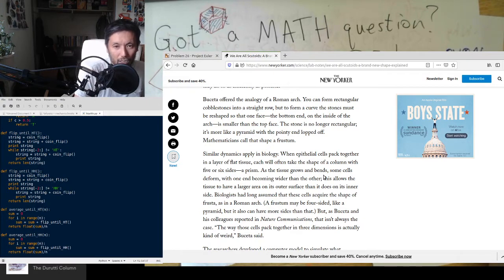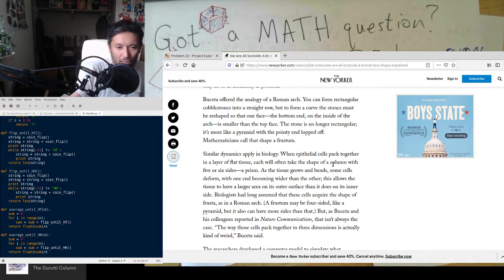When epithelial cells are packed together in a layer of flat tissue, each will often take the shape of a column with 5 or 6 sides, like a prism. That makes sense. As the tissue grows and bends, some cells deform, with one end becoming wider than the other. This allows the tissue to have a larger area on its outer surface than it does on its inner side. Right. Biologists had long assumed that these cells acquire the shape of frusta, as in a Roman arch. A frustum may be 4-sided like a pyramid, but can also have more sides than that, sure.